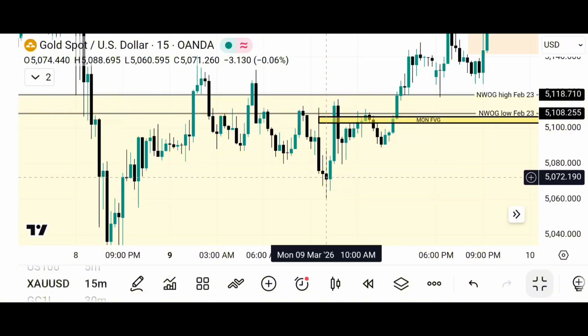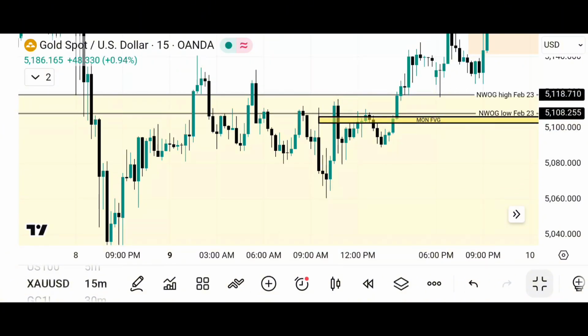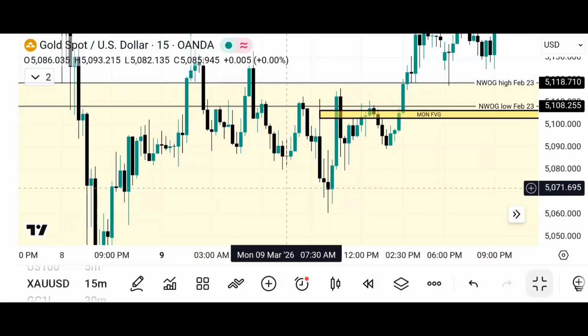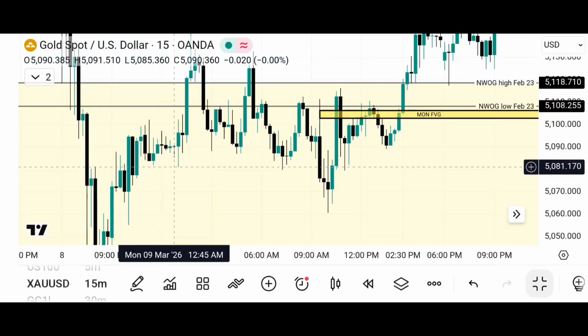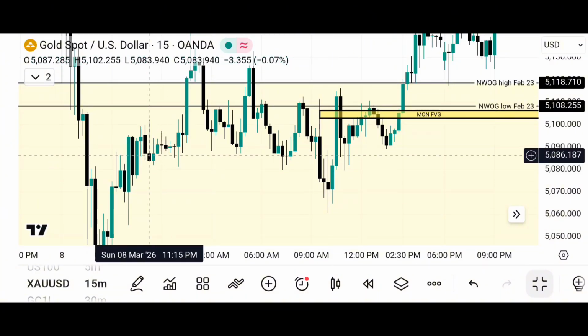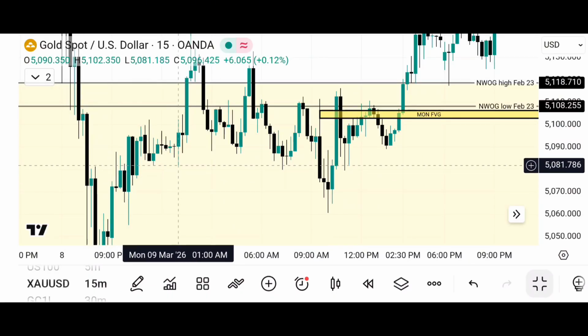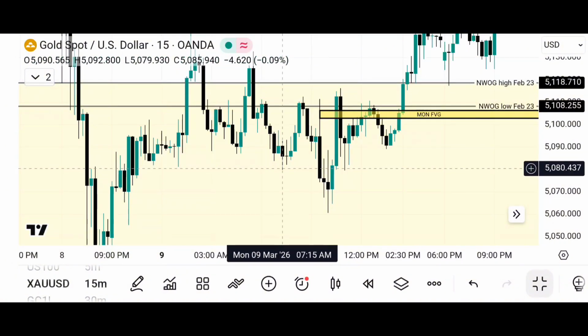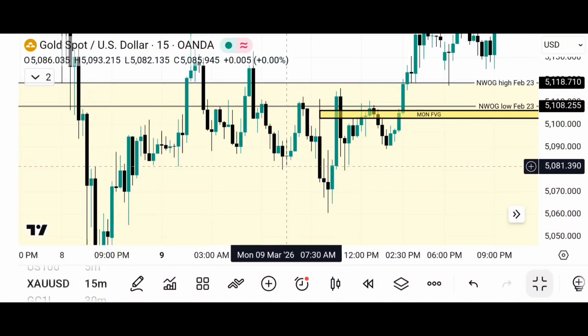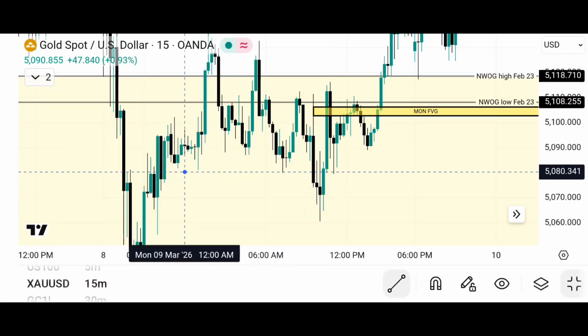The initial run started during the New York AM session, and the lows taken out were formed earlier. This low was formed during the London session. This was the Asian session for March 8th. This low was formed during the London session. This low was formed during the pre-market session. So these are the lows being taken out by price.